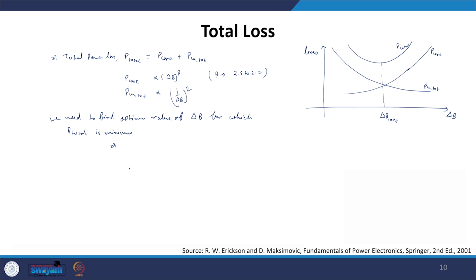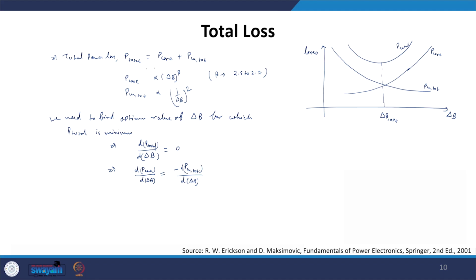And one way you can do this is to differentiate this P total with respect to delta B, by representing it in the form of delta B, the P core and P CU total, and then equate it to 0. That implies the variation of P core with respect to delta B is equal to minus of P CU by delta B, P CU.